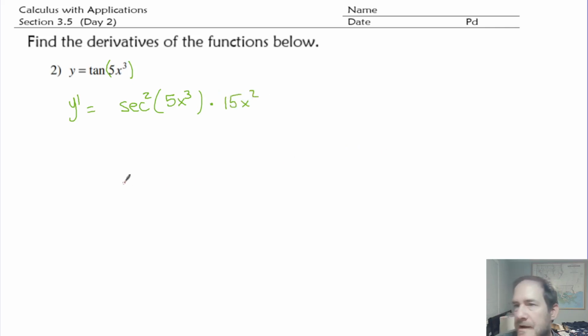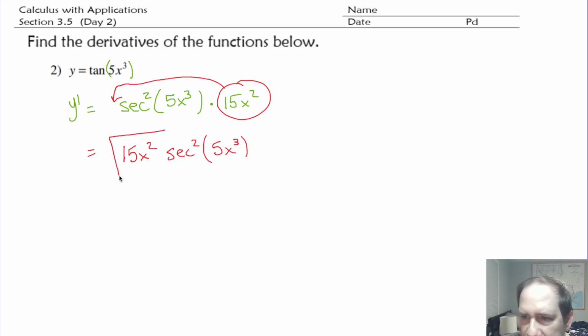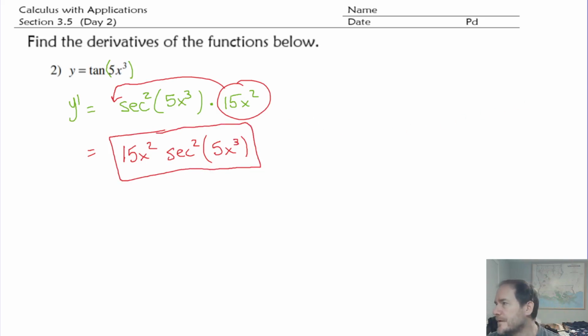And finally, your final answer, you'd want to take that 15x squared again and just bring it to the front as a coefficient. So you get 15x squared times secant squared of 5x cubed. And there's nothing more we can do to simplify that. This right here is our best answer. So let's take a look at 3.